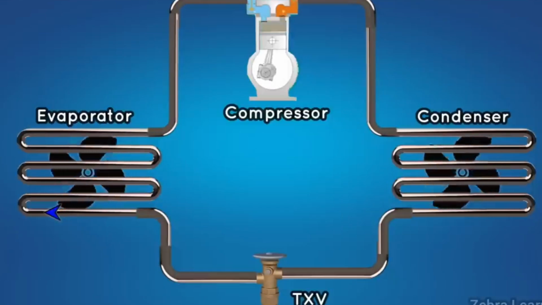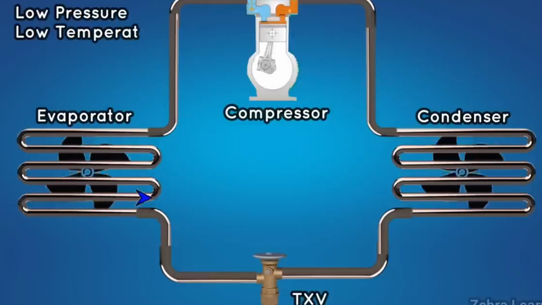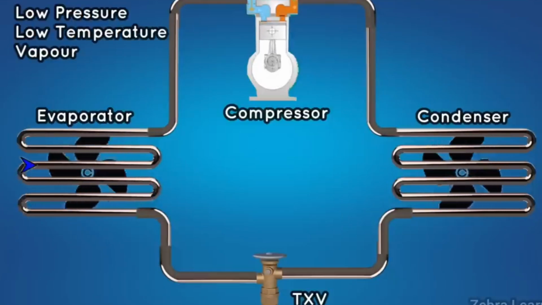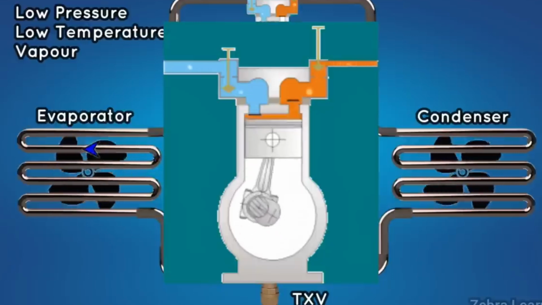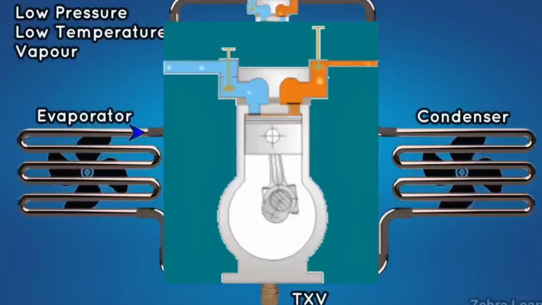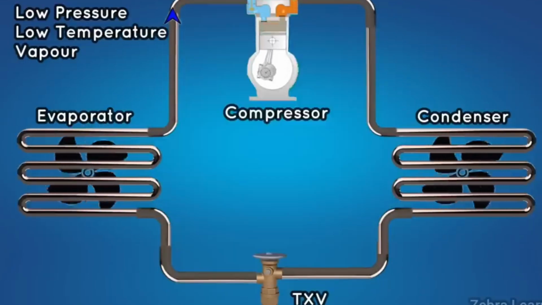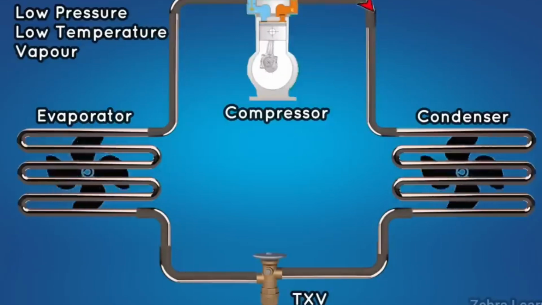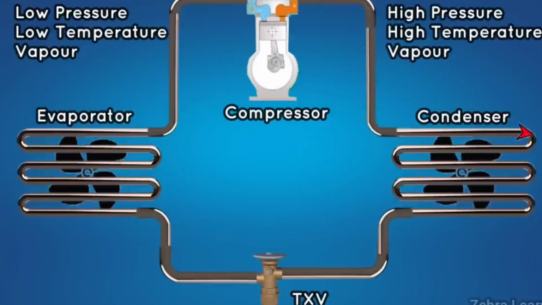Refrigerant enters the compressor at low pressure, low temperature, and vapor state. The compressor compresses the refrigerant well and sends it out. When it comes out of the compressor, the refrigerant is at high pressure, high temperature, and vapor state.